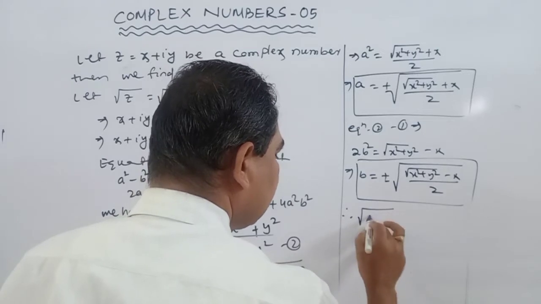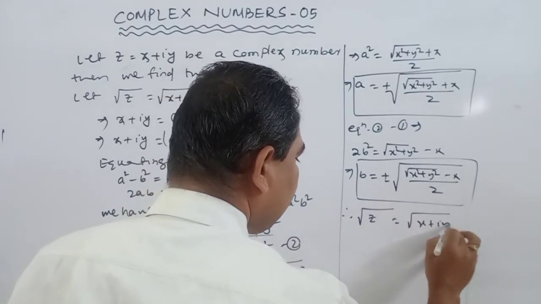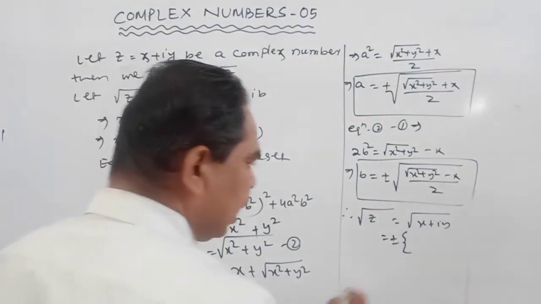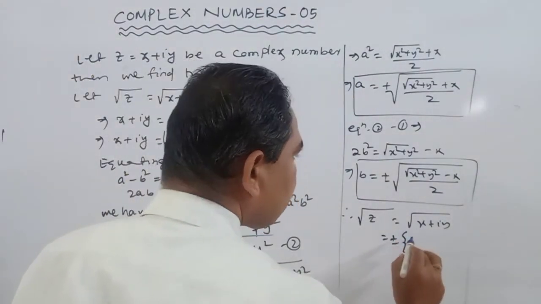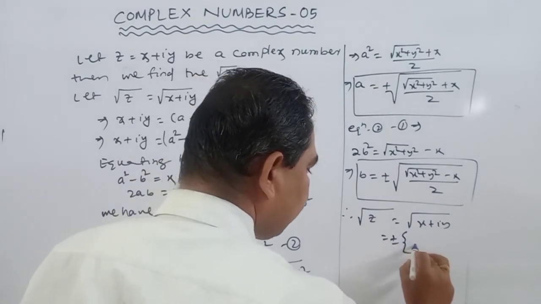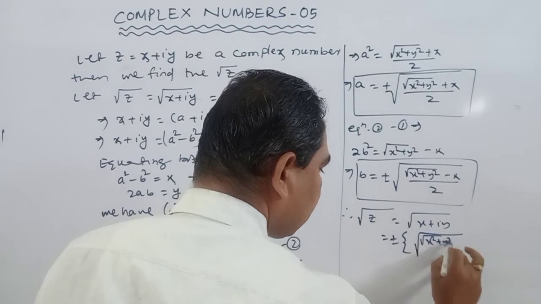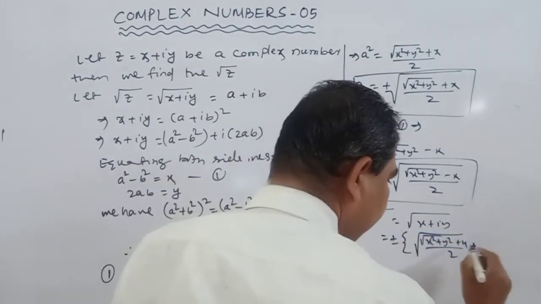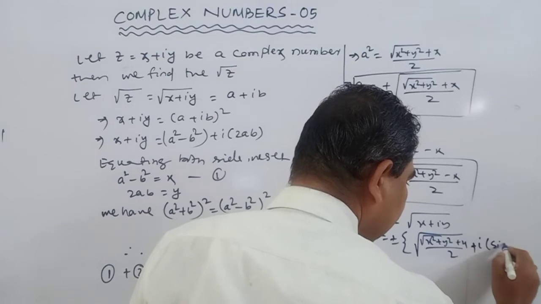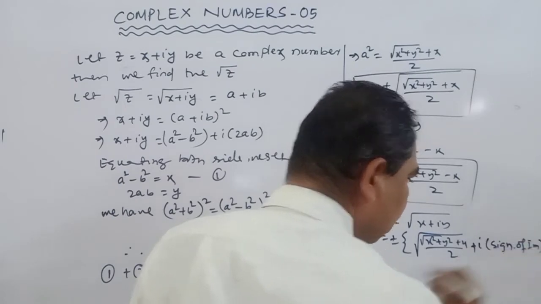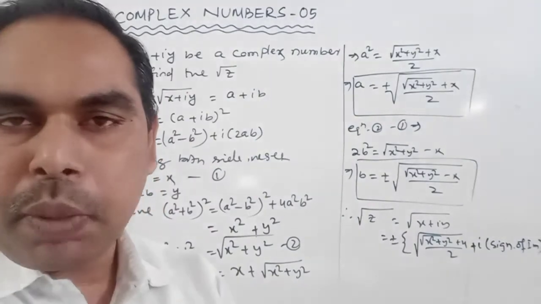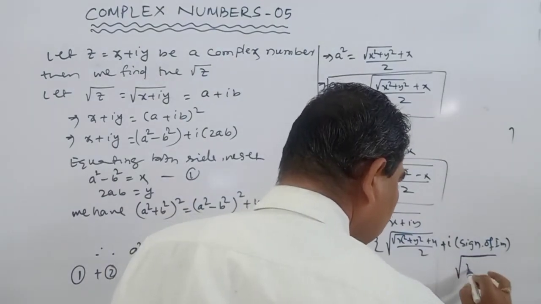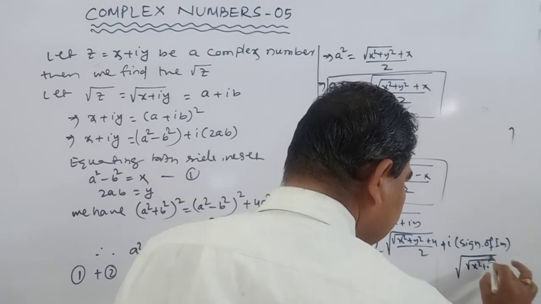Therefore the square root of z, that is the square root of x plus iy, is equal to plus or minus, curly bracket, square root of (root of x square plus y square plus x) divided by 2, plus i into the sign of the imaginary part into square root of (square root of x square plus y square minus x) divided by 2.